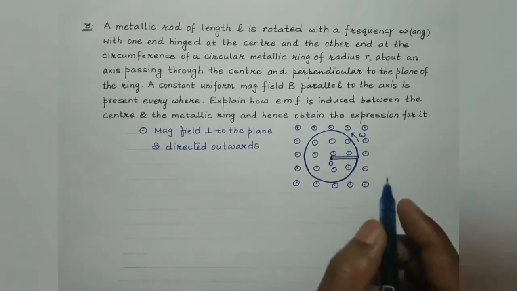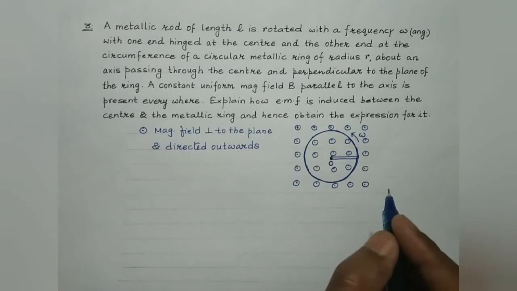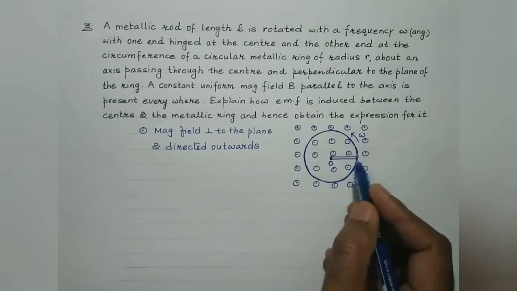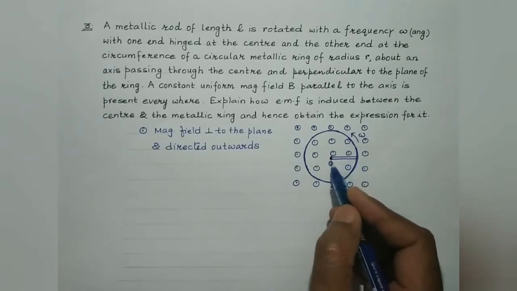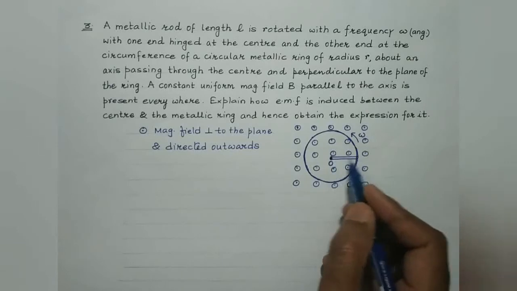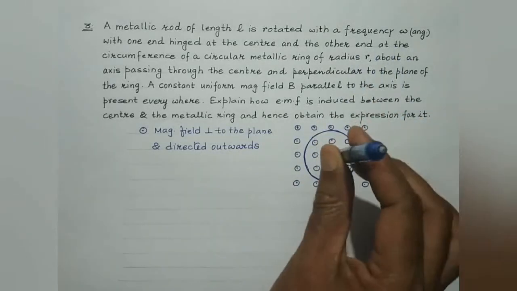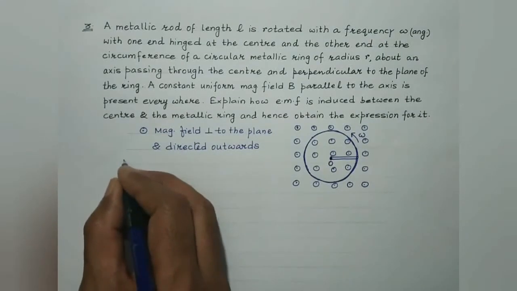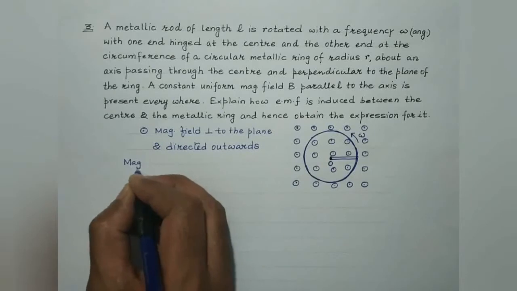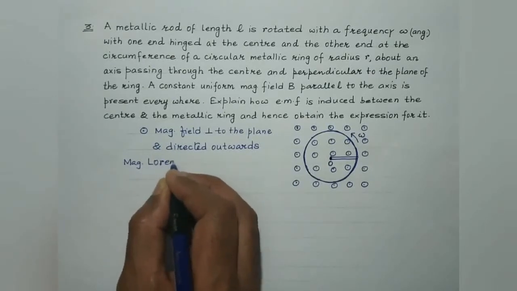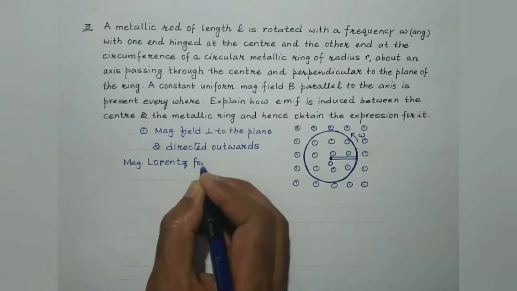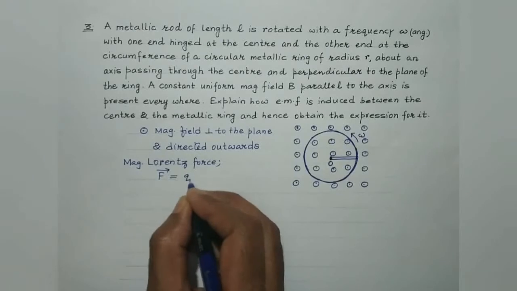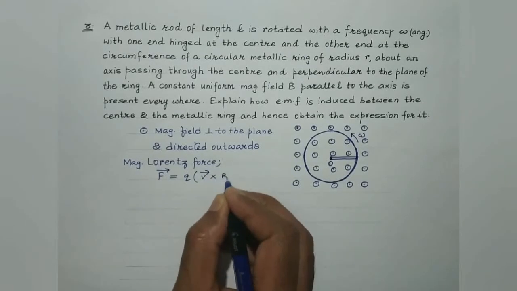Now students, it's a very interesting question. We are already aware of the magnetic Lorentz force, isn't it? So this is a rod. It will have a large number of free electrons inside it. These free electrons under the influence of this perpendicular outward magnetic field will experience magnetic force, and the magnetic force is given by the magnetic Lorentz force, F vector is equal to Q V vector cross B vector.